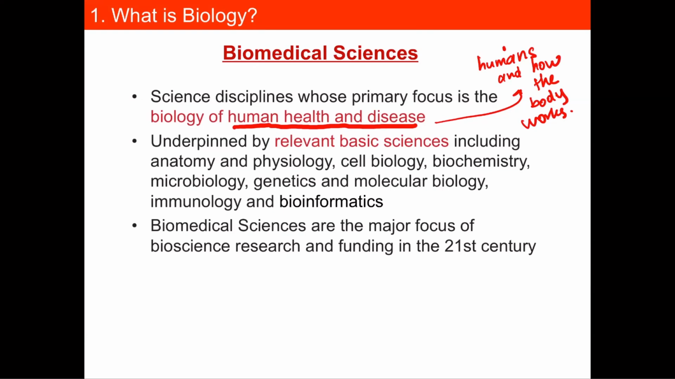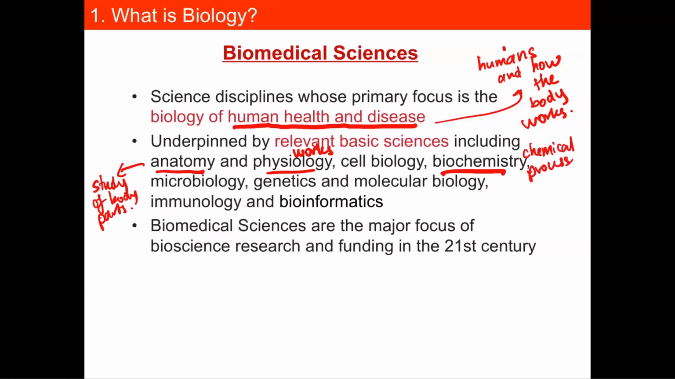So what are the sciences that are involved in biomedical sciences? You will get things such as anatomy, which is the study of the body, of body parts. Then we have physiology, basically how the body works. This is more functional rather than just studying what the body parts are. Then we have cell biology, basically studying the cell. Then we have biochemistry, talking about the chemical processes.